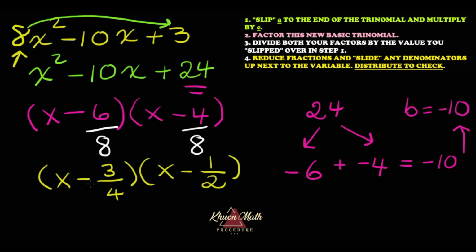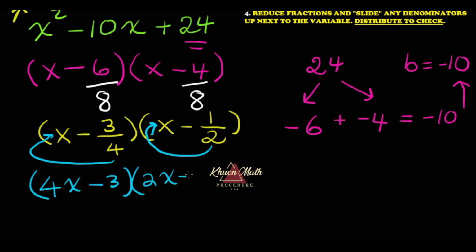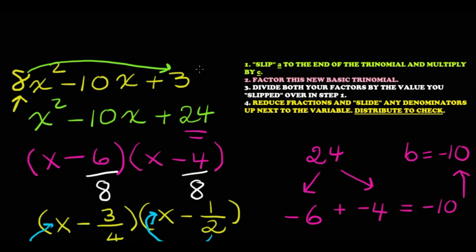And now we're going to bring the denominator. Okay, so the denominator is going to go out in front of the variable. So here it becomes 4x, take away 3. And then here the 2 will go in front of the x. So you have 2x minus 1. Now you can always check it to see if these two factors are right by multiplying these two binomials. Okay, so if it's right, it's going to come back to this.